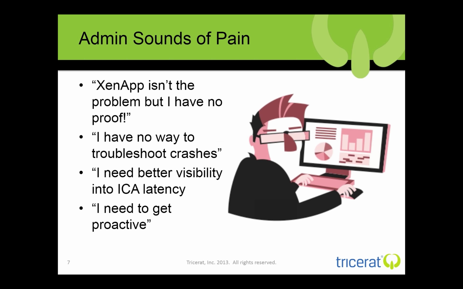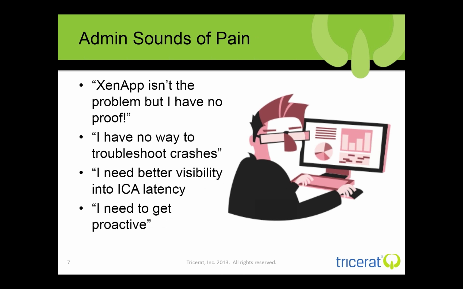Now, end users have a difficult time articulating what's wrong, but when they call the help desk, they're saying things like Citrix is slow. There's a lag when I type and click. My applications keep getting stuck. Or last week, everything was fine, and now I can't get to my application.